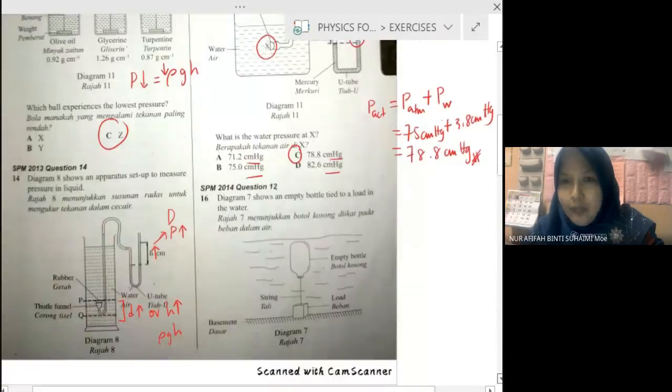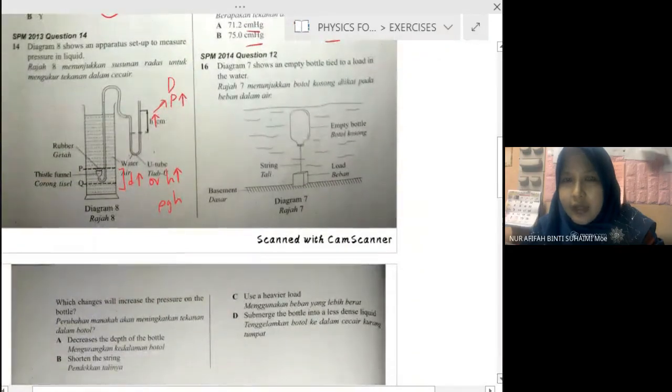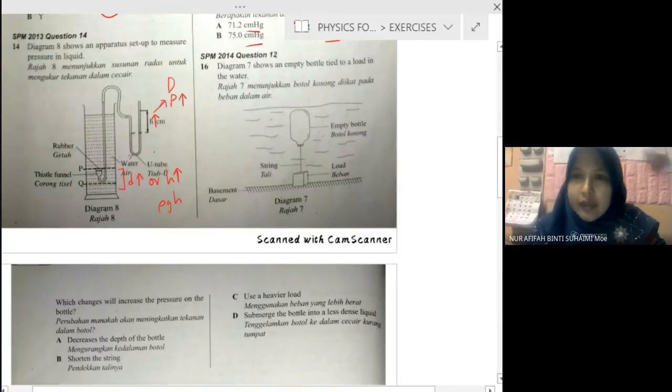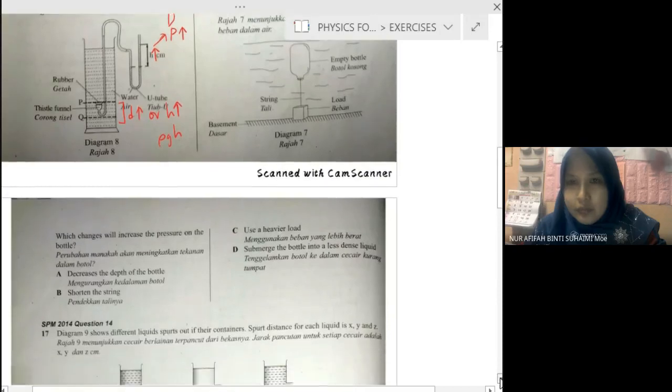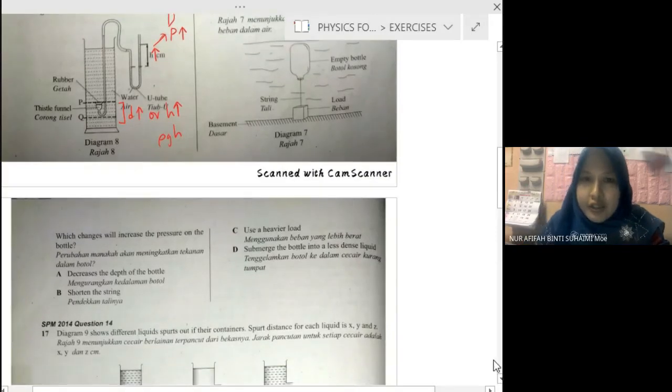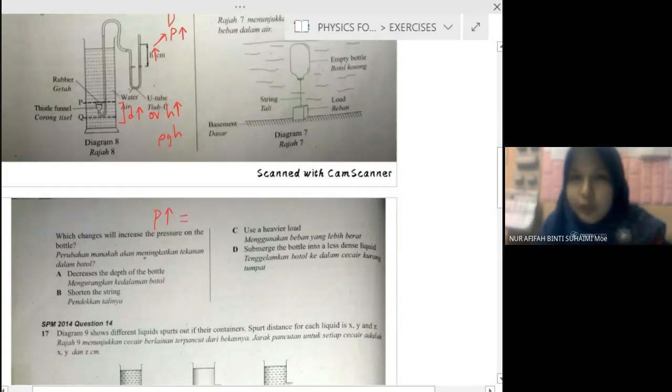Okay, number 16. Diagram 7 shows an empty bottle tied to a load in the water. Look, this is an empty bottle, tied to a load in the water. We have a load and we have a string. The question is, which changes will increase the pressure on the bottle? Which changes will increase the pressure on the bottle? We want to increase the pressure in the bottle. So which one is correct?